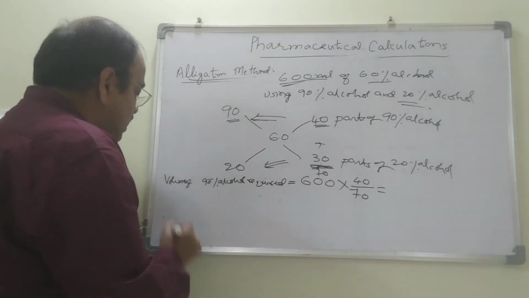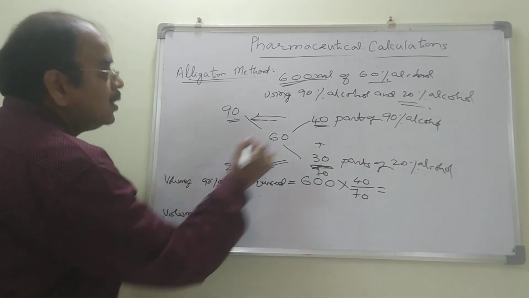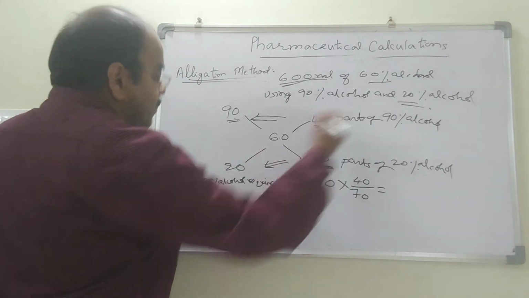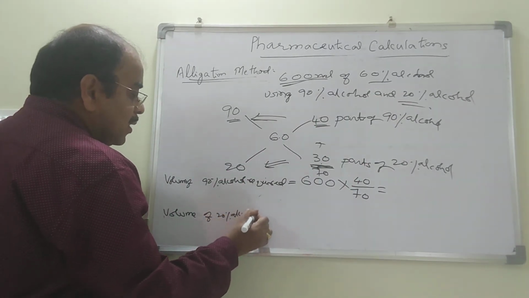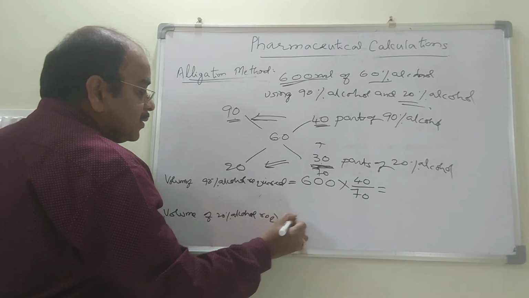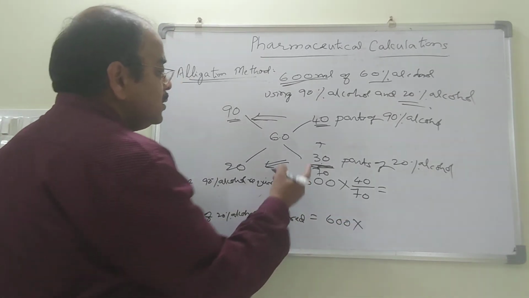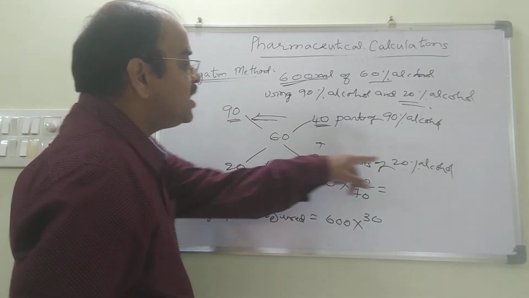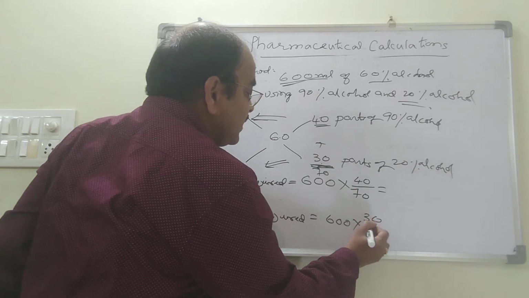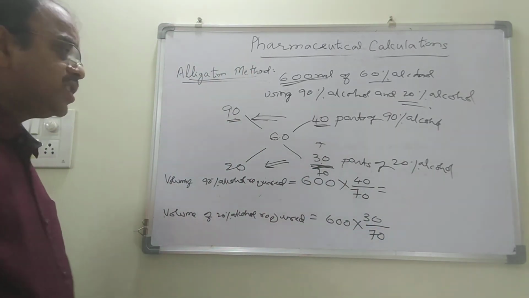Same fashion. Volume of 20% alcohol required is 600 into 30 by, we need 30 parts of 20% alcohol, by the total number of parts, 70. You do this calculation.